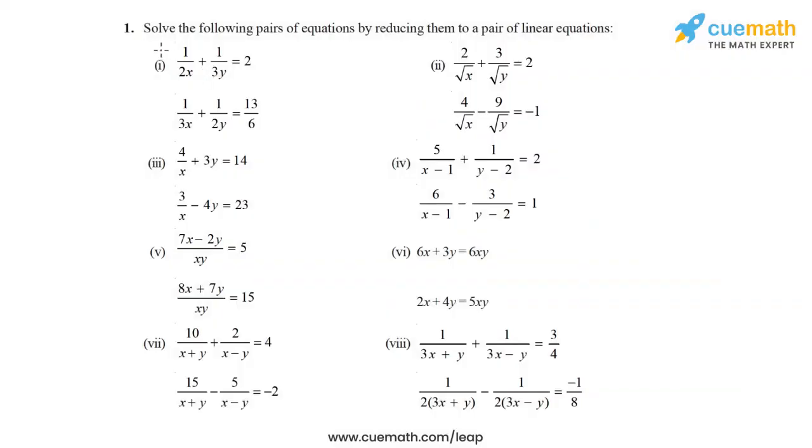Question 1 of this exercise says, solve the following pairs of equations by reducing them to a pair of linear equations. So we have these 8 parts given to us, and in each of these parts the given equations are not linear the way they have been written. So we have to first do some manipulation of the equations so that the equations become two variable linear equations, and then we have to solve them. Okay, so let's start with the first part.